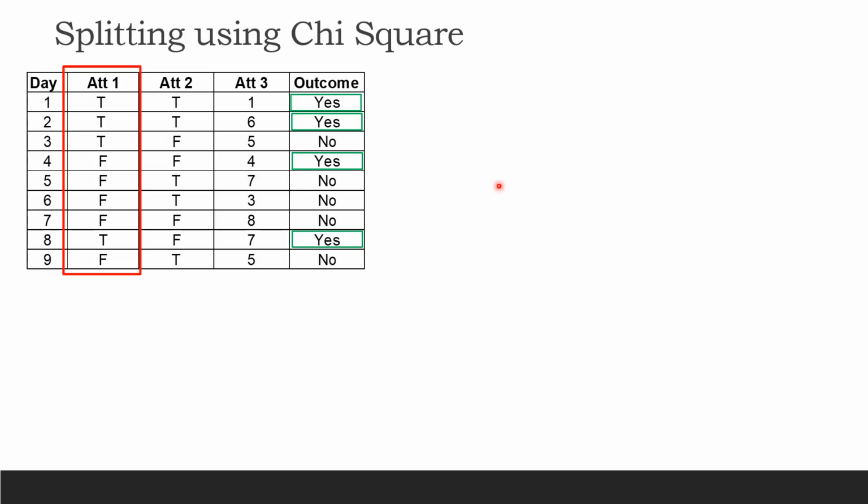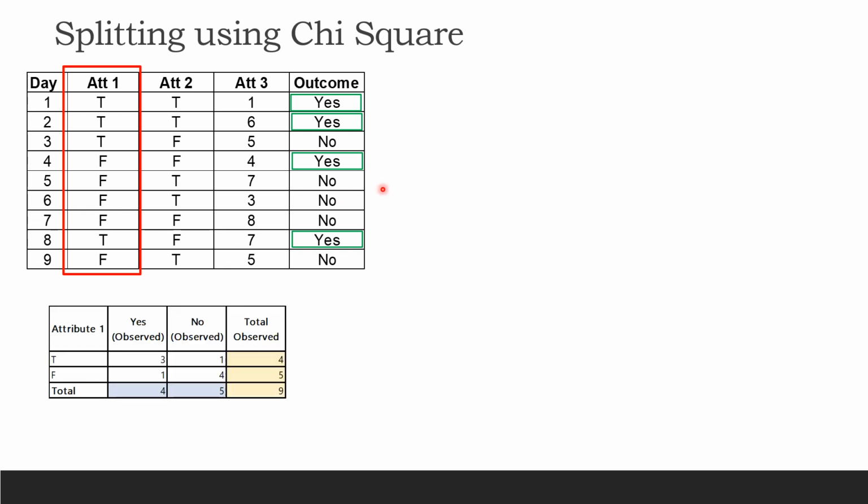We split the data using chi-square. So again, let's start with attribute one. Again, we have to compare which attribute is giving us the best split. We start with attribute one as a starting point. For attribute one, we see that there are four yeses and five nos, and let us create a table out of these values. Let's take trues at a time. For the trues, there are three yeses observed and one no observed.